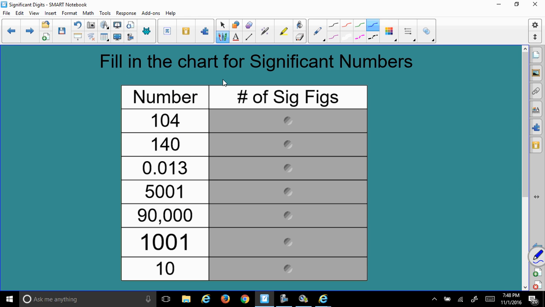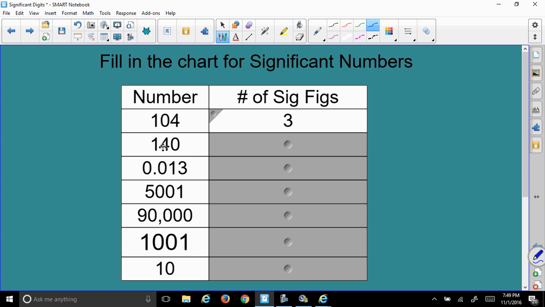So fill in the chart for significant figures. So we have 104. Well, the 0 is in between the 1 and the 4, so I would say there are three numbers that are significant: the 1, the 0, and the 4. And 4 is a non-zero number, and so it's definitely going to be counted with the 0. So that's why it's 3.